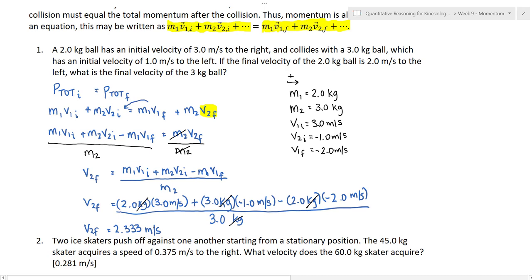And the question's asking for velocity, which means I need to give a direction. So in brackets, I'm going to write down what the direction is. Since my answer is positive and I identified that positive is to the right, then that would mean it's going to the right. And that's my final answer.